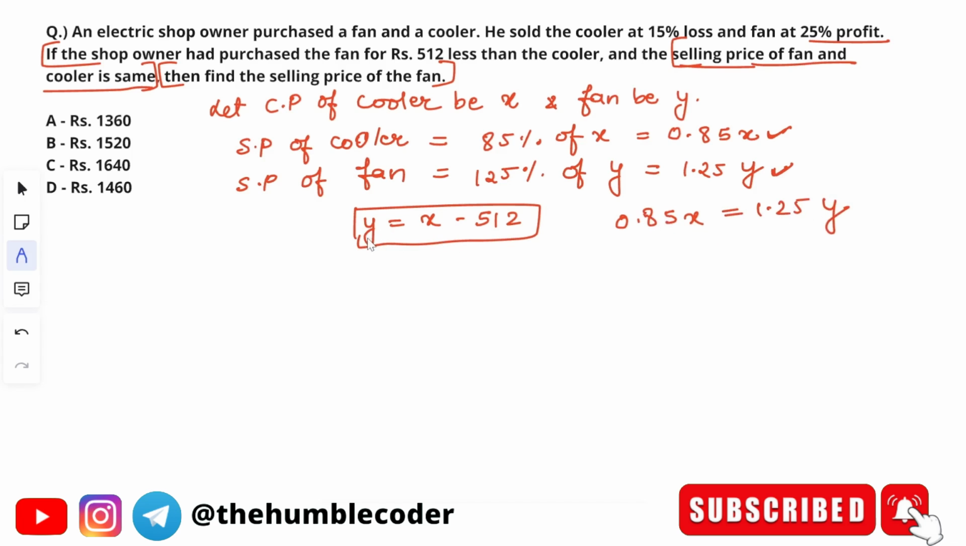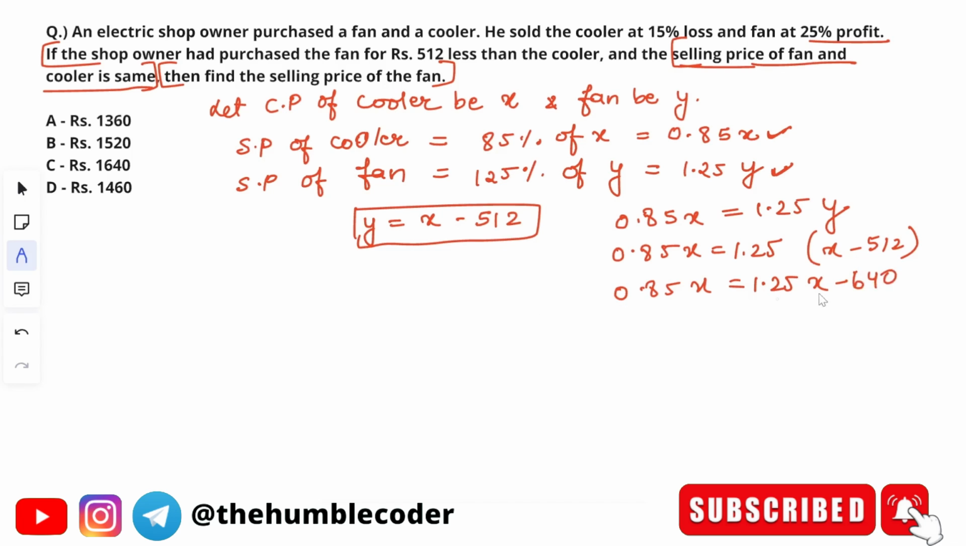Using this equation, we have found the value of y in terms of x. So we will put this y value in the other equation. So 0.85x equals 1.25 times (x minus 512). We have substituted it in this way. So let's solve this one. 0.85x will equal 1.25x minus 640. And then further we will solve it.